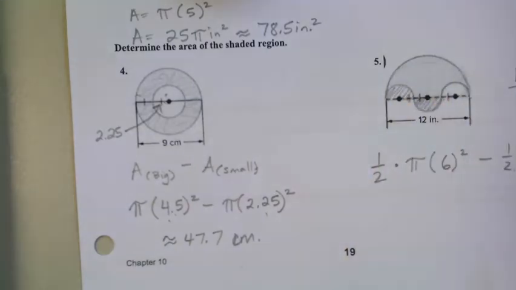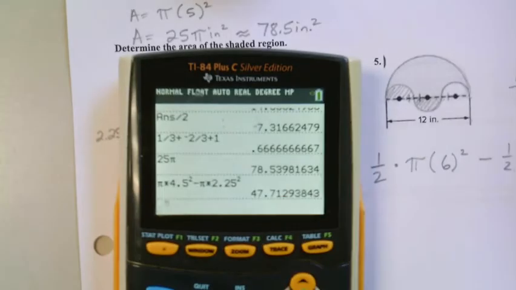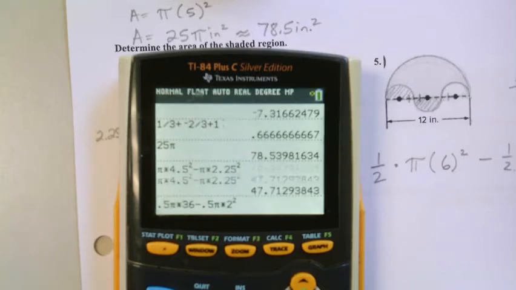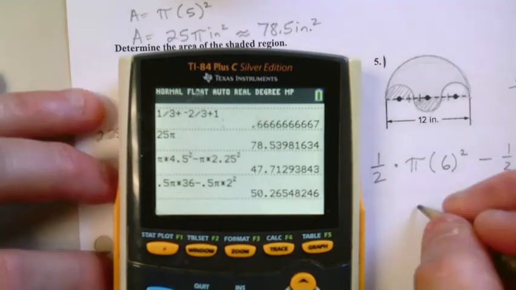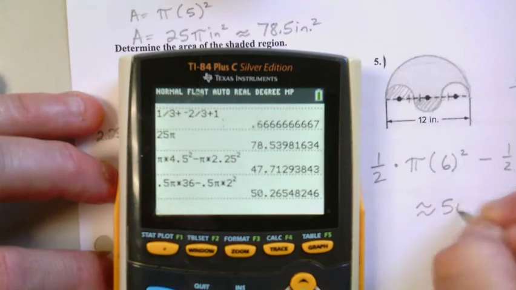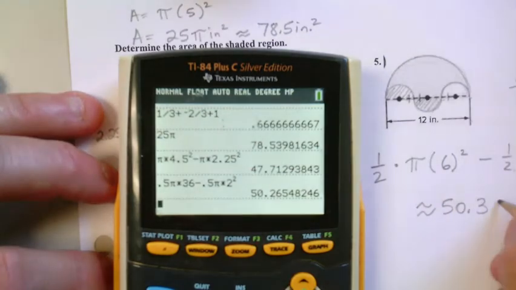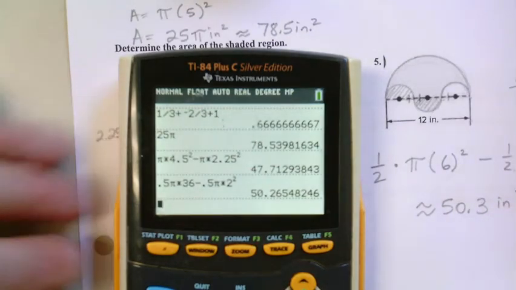Okay. So if we work on that, 6 squared, right? Okay. We're looking at approximately 50.3 square inches inside that shaded region.